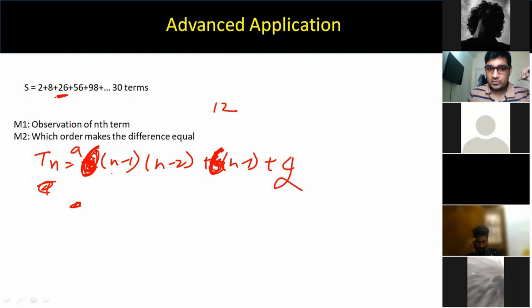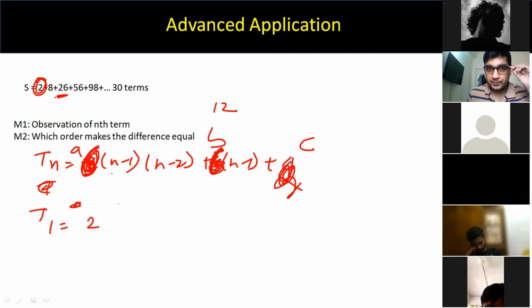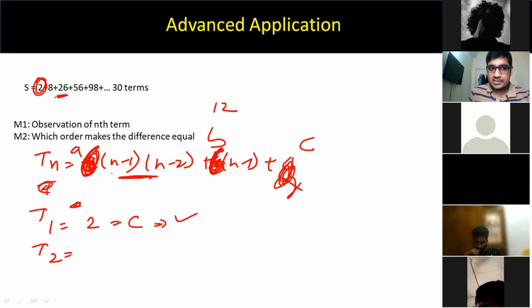It was a, it was b, it was c. First term is 2. Yes, sir. So first term nikalne ke liye, you will have to put n equals to 1 here because this is Tn. If you put n equals to 1, this is 0. This is 0. So 2 is equal to c. Then second term kya hai?